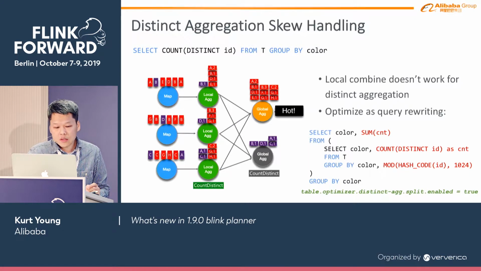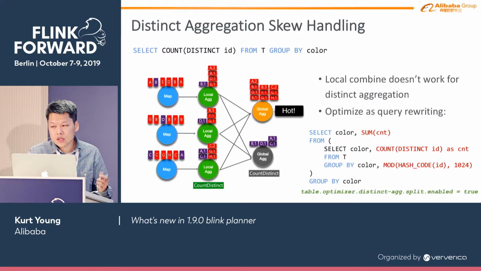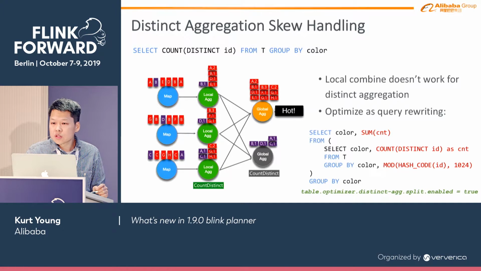optimization for such a case. We will have a rule to do the optimization. The effect is very similar to what we did with the query rewriting. We will break the query into two parts. In the inner part, because the ID itself will be the bottleneck, we split the IDs into multiple buckets, and we do the actual count distinct inside the query and sum it up in the outer query. So this can also ease the aggregation skew problem.